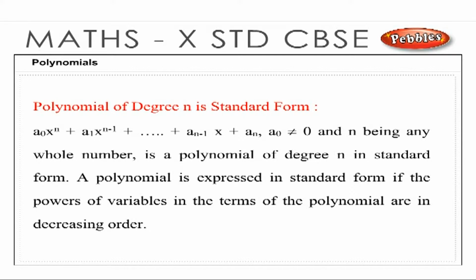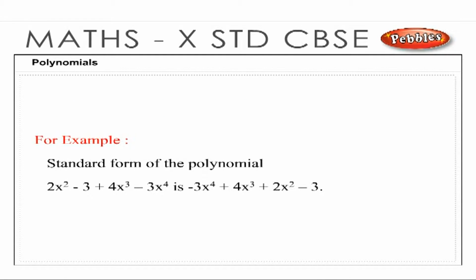A polynomial is expressed in standard form if the powers of variables in the terms of the polynomial are in decreasing order. For example, standard form of the polynomial 2x squared minus 3 plus 4x cubed minus 3x to the power of 4 is minus 3x to the power of 4 plus 4x cubed plus 2x squared minus 3.